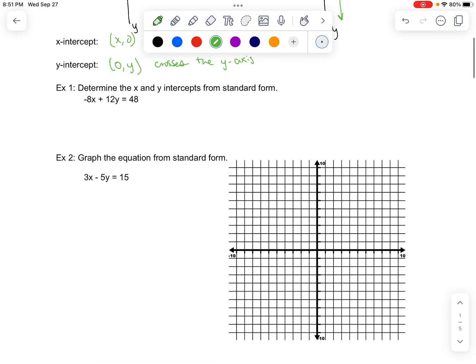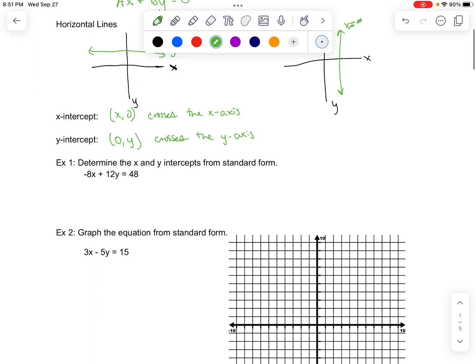So in standard form, we use the x and y intercepts to graph. This is actually one of the easier methods, depending on what you have for your numbers. To me personally, I like it better than slope-intercept form, which most students know. So determining the x and y intercepts from standard form. Let's talk about that first before we even get into the graphing side of it.